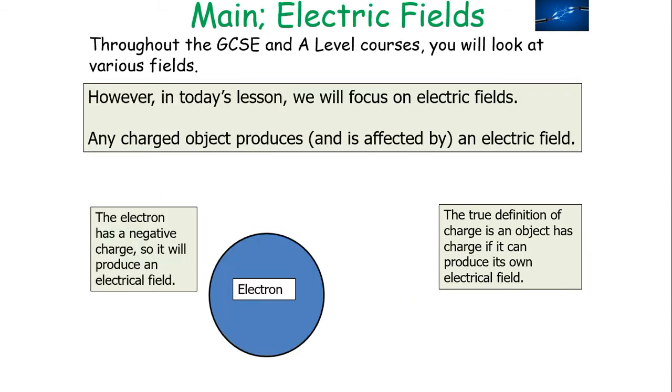Throughout GCSE and A-level physics, there are a variety of fields you look at, such as the gravitational field and the magnetic field, but in today's lesson, we're going to look at electric fields. Like mentioned before, any charged object, so electrons, protons, ions, they all produce and are affected by an electric or electrostatic field.